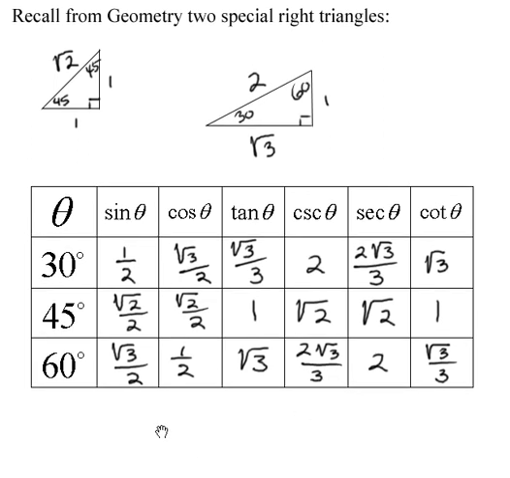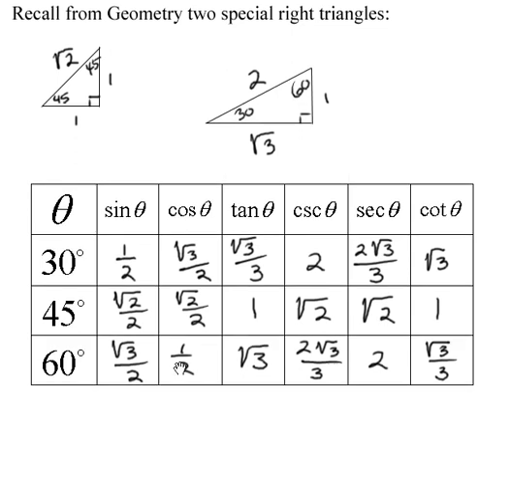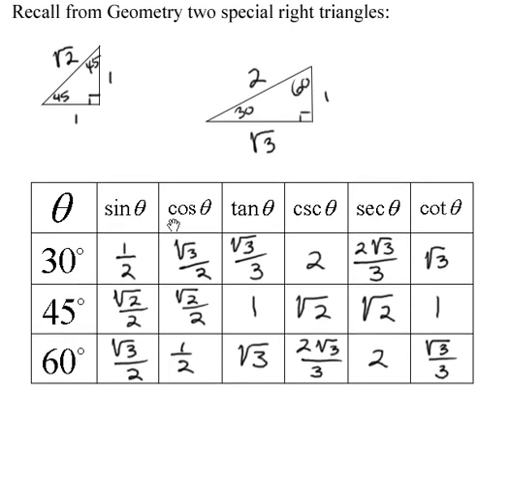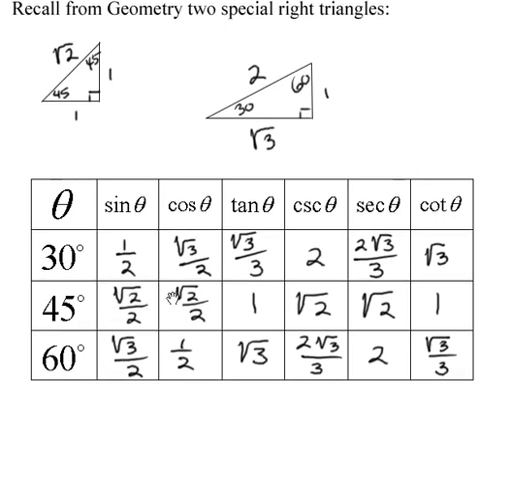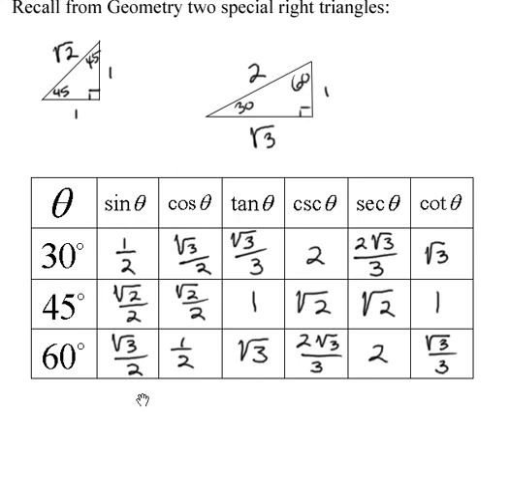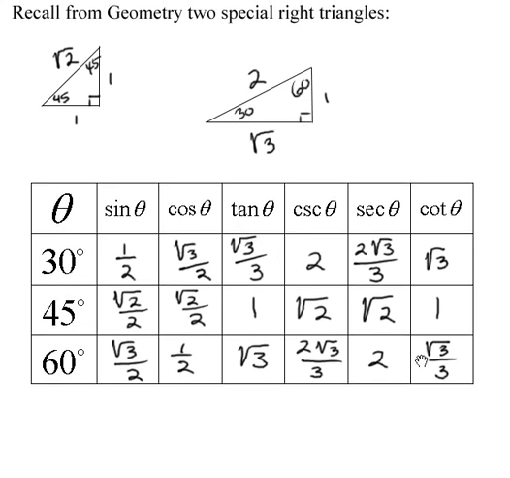Now let's look at those cofunctions of complementary angles. The sine of 30 should be the same as the cosine of 60, because sine and cosine are cofunctions, and 30 and 60 are complementary angles, and yes, they're both 1/2. The cosine of 30 should be the same as the sine of 60, because sine and cosine are still cofunctions, and they're both square root of 3 over 2. Tangent of 30 should be the same as the cotangent of 60, and yes, they are both the square root of 3 over 3.